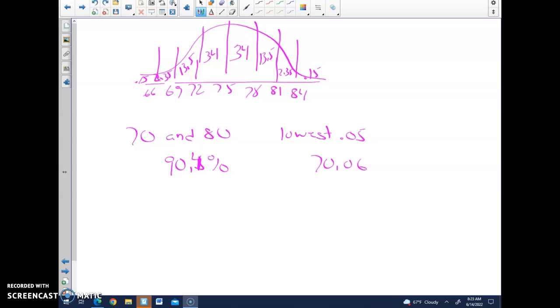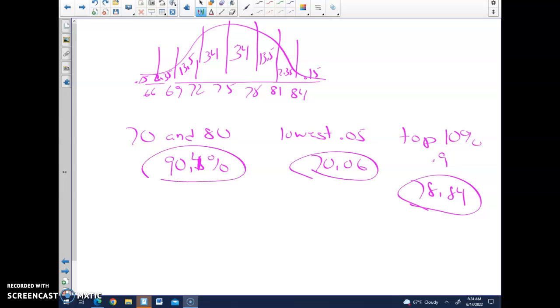And the top 10%, which is 0.9 now. I go second function vars 3, 0.9, same area, same median. I'm sorry, same mean 75, same standard deviation of 3, and 78.84 would be my score. And that's how you do the statistic questions on this section.